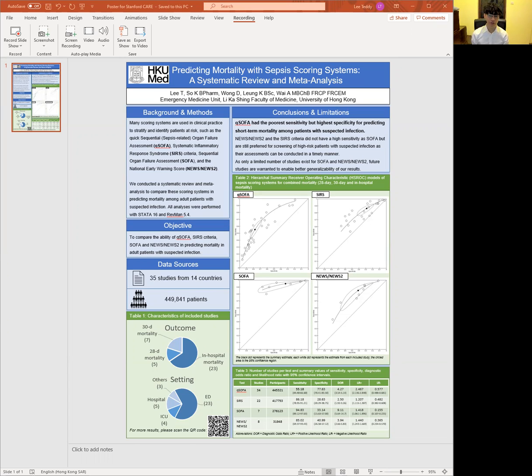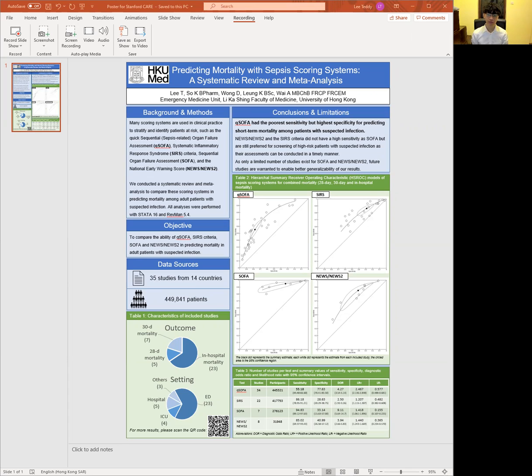On the center left of the poster, you can find that our review included 35 studies with a total of more than 400,000 patients. Mortality was defined differently in these studies, including 28-day mortality, 30-day mortality, but most of them being in-hospital mortality. These three types were pooled together in our analysis, but subgroup analysis where in-hospital mortality was assessed separately was also performed. Most of these studies took place in the emergency department, which is not unusual, but some studies assessed these scoring systems in the setting of hospital wards or the ICU as well.